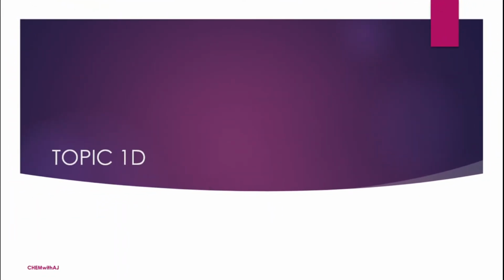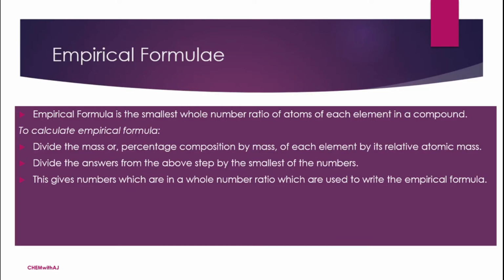Crash course of IAS Chemistry Unit 1 Topic 1. So in the previous videos I covered Topic 1A, B and C. So in today's video we will be doing Topic 1B. To start off with, we have empirical formula.